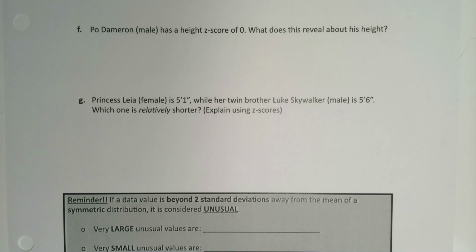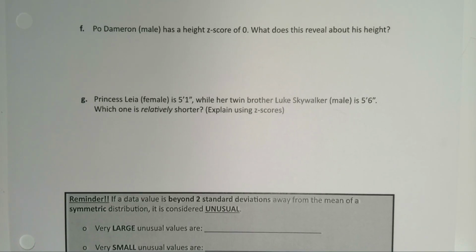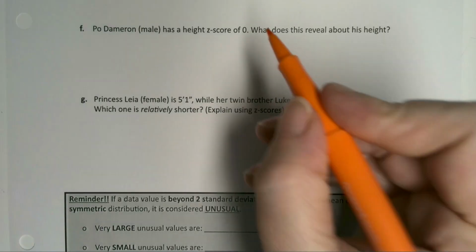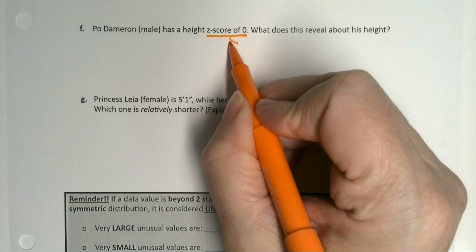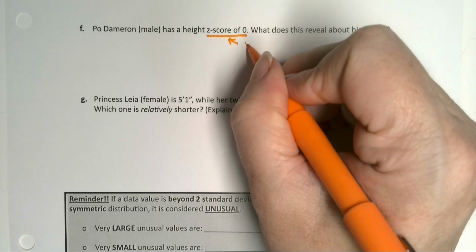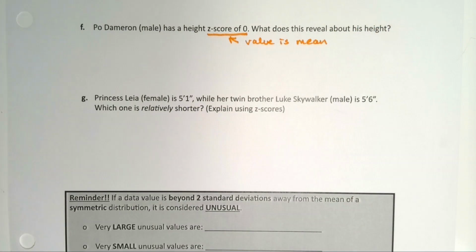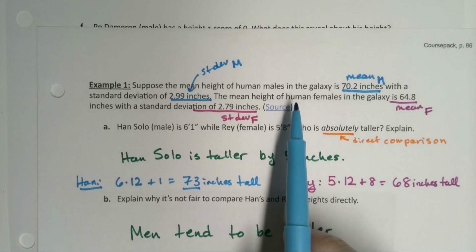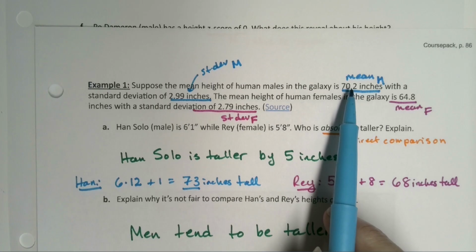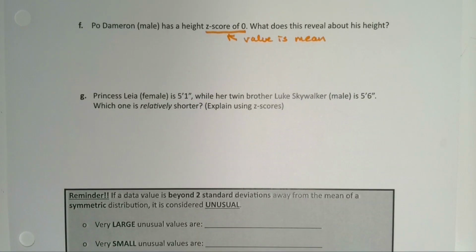Now what about Poe Dameron? Poe Dameron, who is male, has a height z-score of 0. What does this reveal about his height? Well, remember that if your z-score is 0, that means that your value is the mean. So if we go back and look, the mean was 70.2 inches. So that's how tall Poe Dameron is.